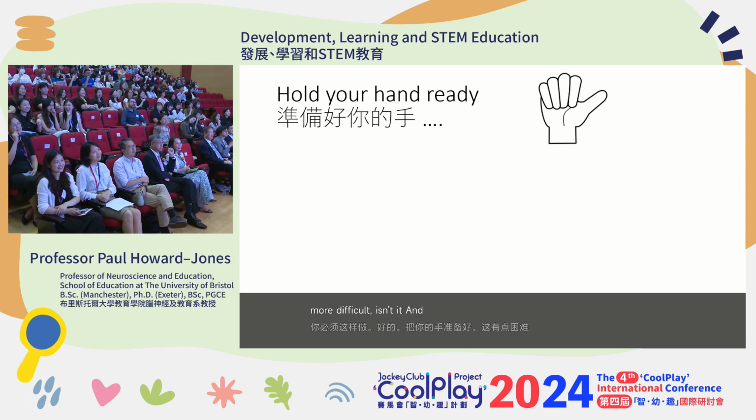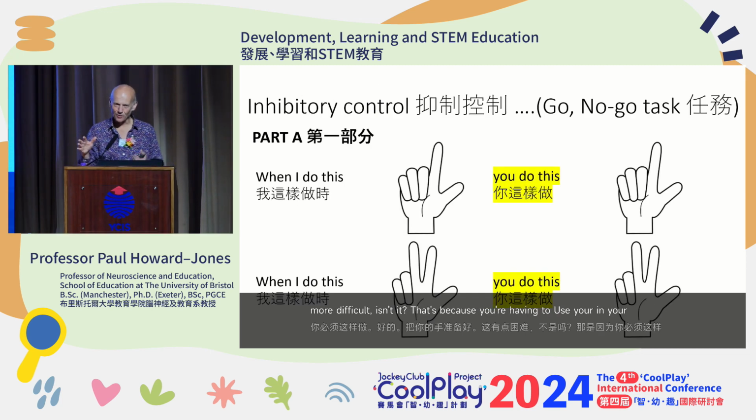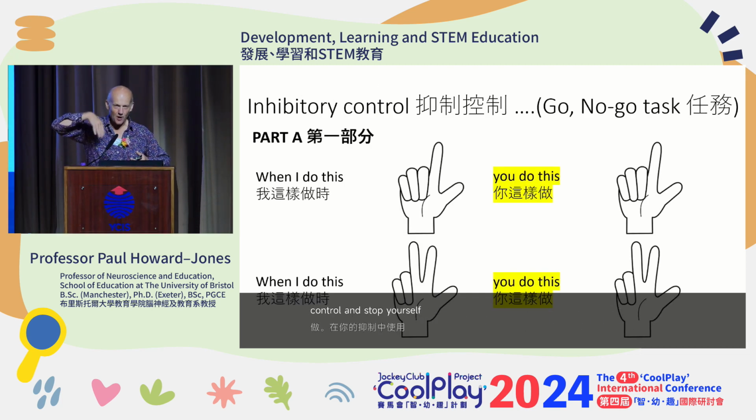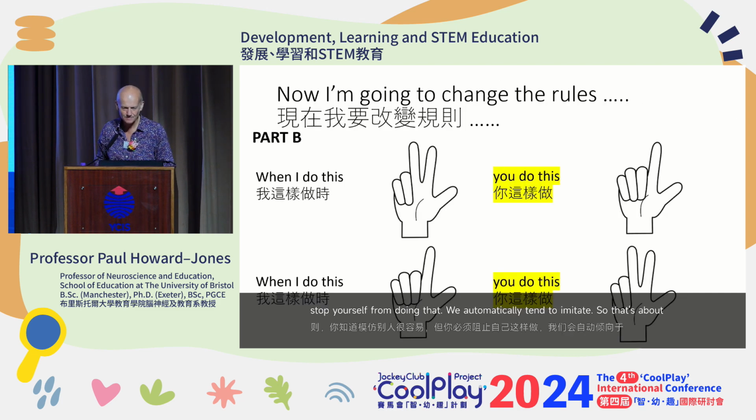And that's because you're having to use your inhibitory control and stop yourself and override that automatic response, because you've learnt the rule. You know, it's very easy to just imitate somebody else, but you have to stop yourself from doing that. We automatically tend to imitate. So that's about inhibitory control.